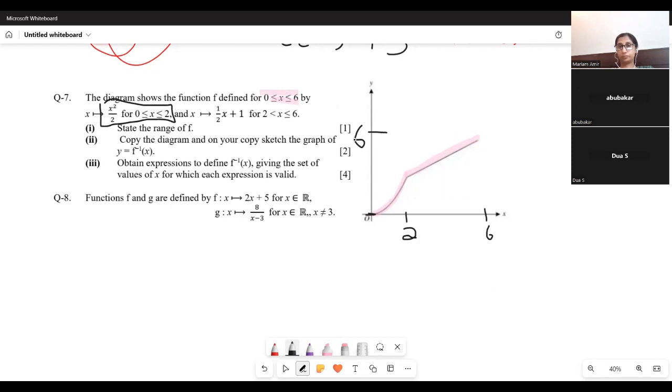अच्छा नहीं वो सिर्फ x है. I thought वो fx था. When x is 6, what is going to be this curve? Half x plus 1. 4. So that means ये 4 तक जा रहा है maximum. So the range of this function is from 0 to 4. So fx goes from 0 to 4.